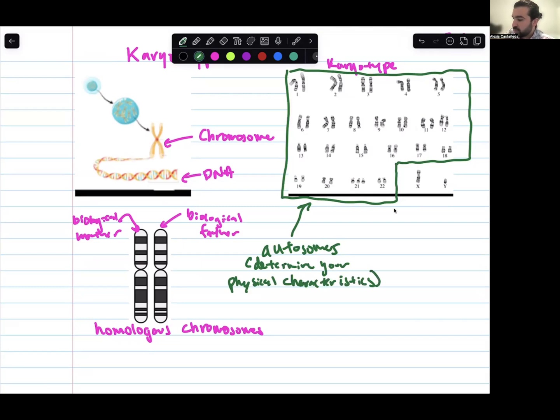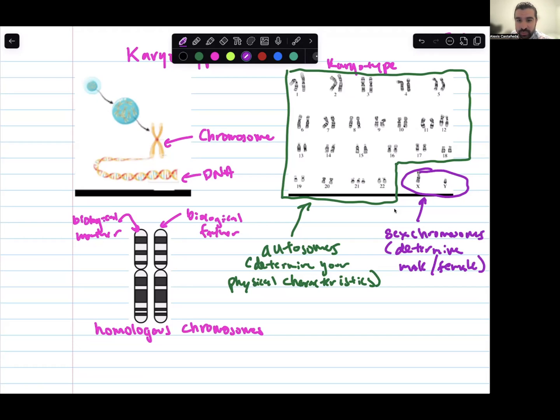The difference comes in looking at the last two chromosomes. Here you'll see an X and a Y, and these are not paired. These are called the sex chromosomes, and they determine your sex. They determine male or female. This is how we typically see chromosomes set up for a person.